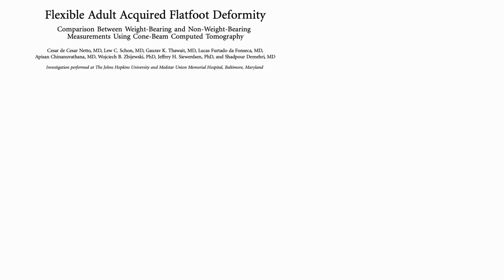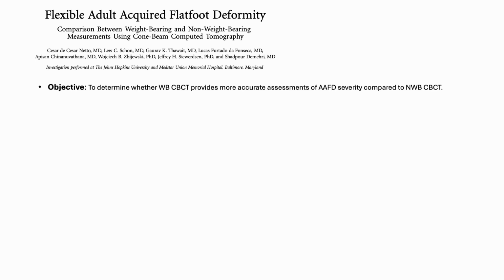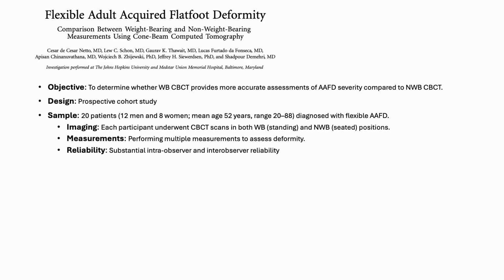Cesar de Cesar is the pioneer who has led weight-bearing CT scans, so you'll see his name classically on all these papers. Basically, with flexible flatfoot deformity, they wanted to determine whether a weight-bearing CT scan provides a more accurate assessment of adult acquired flatfoot than a regular non-weight-bearing CT scan. It's a prospective study, so they took two different groups and studied them. They had 20 patients, so not a ton. They each got a weight-bearing CT scan and a non-weight-bearing CT scan. They performed certain measurements to assess the deformity, and they really wanted to see if it was reliable.